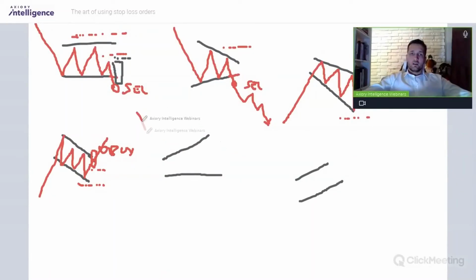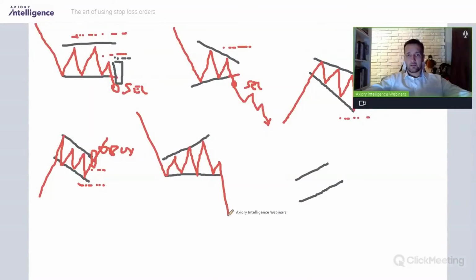Another wedge, but this time in the downtrend. And sometimes there's no break straight away, but there's the small bounce before and then a breakout. You sell here, and stop loss can be really placed above this small top.